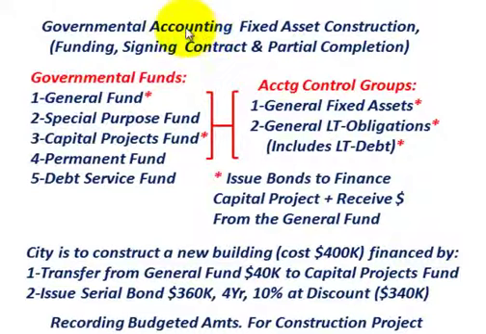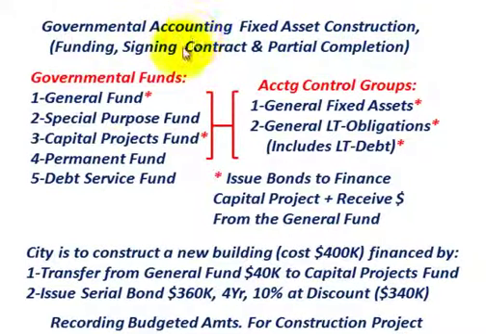What we're going to be going over here is governmental accounting for some fixed asset construction. This is the case where the city or municipality is going to build a new building, for example, and we're going to have to account for that building. We're going to look at the funding for constructing this fixed asset, signing the contract, and partial completion of the construction, in terms of the governmental accounting they'd have to do.